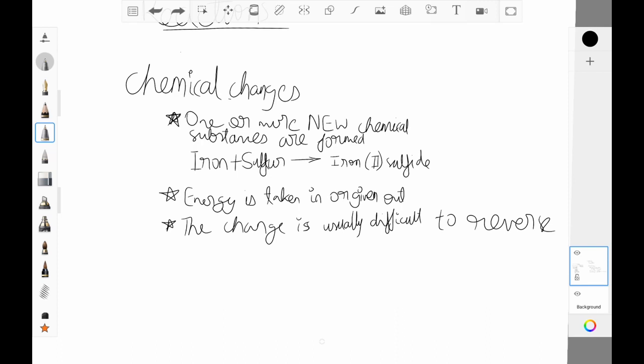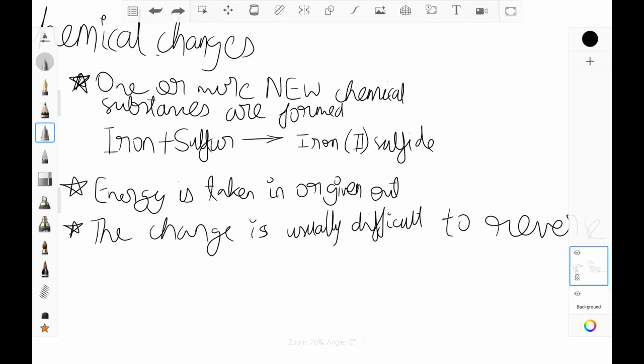The primary or the major property that chemical changes have is that one or more new chemical substances are formed. So in the case with iron and sulfur again, this time rather than just mixing them and creating a mixture, if I heat both of them up, I can actually cause them to react, creating iron(II) sulfide, which is a completely different chemical substance from iron and sulfur on their own, and is different from the mixture of iron and sulfur as well. So that's the first property of chemical changes.